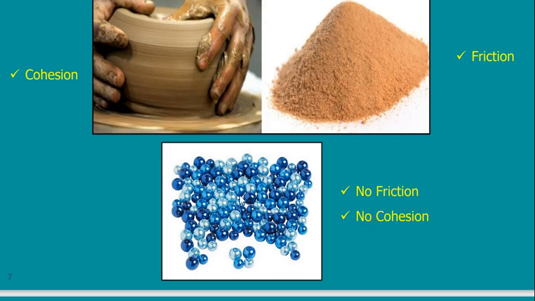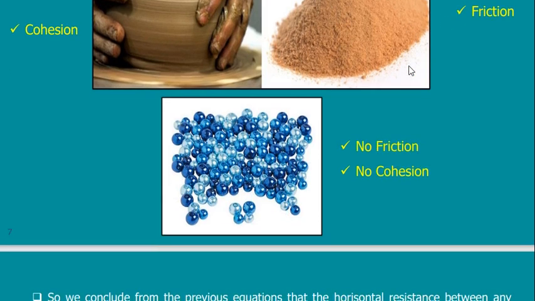But if I add some kind of glue to these particles, they will get connected to each other, and I can make shapes out of them because of the glue. So cohesion is like the glue, friction is the roughness of the surface between the particles.